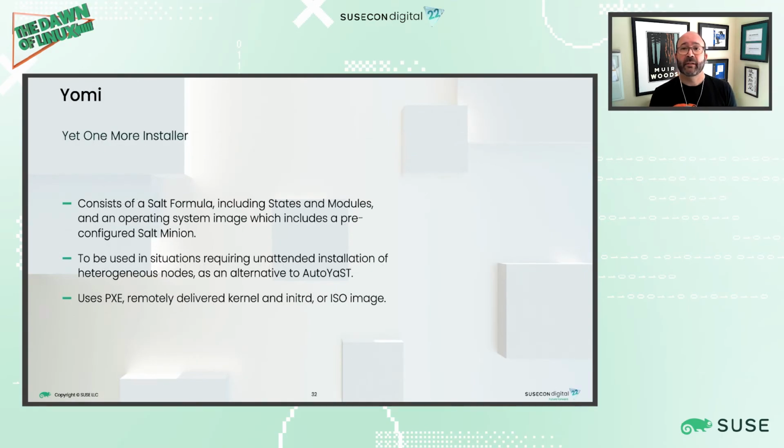Another thing we've done and contributed to the SALT community is Yomi, which is yet one more installer. There's a SALT formula, states and modules, and an operating system image that includes the SALT minion. So this is a way of installing new systems when you want to install unattended nodes. It's an alternative to AutoYaST that's integrated completely into SUSE Manager. Uses PXE, uses a remotely delivered kernel and initRD or an ISO image.